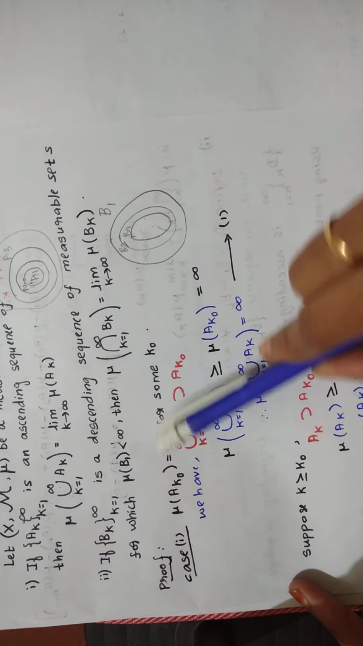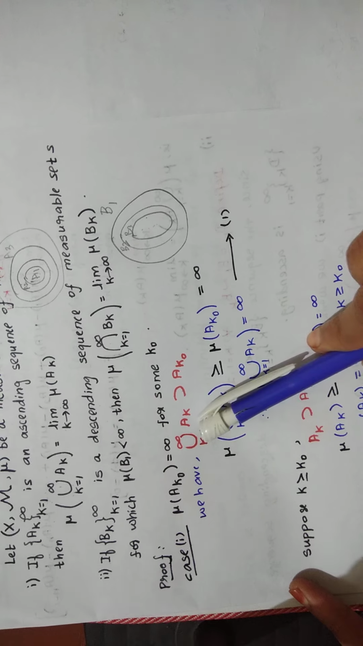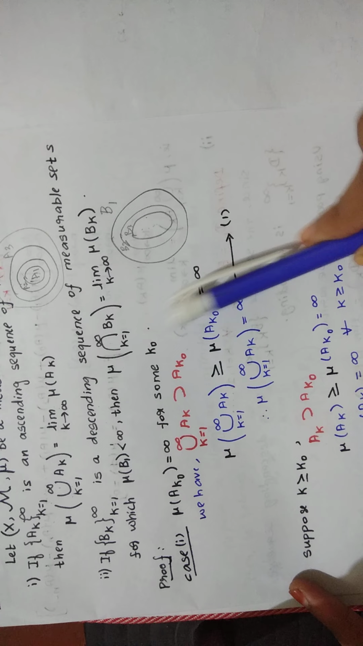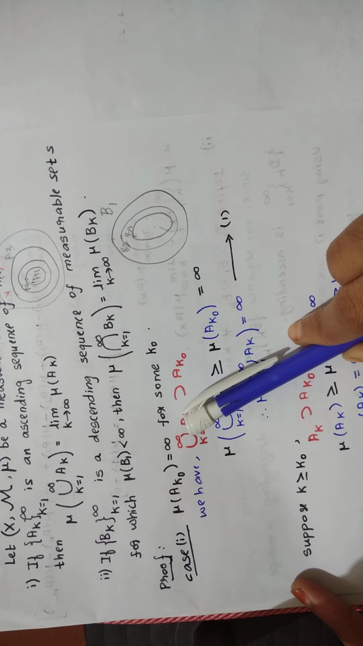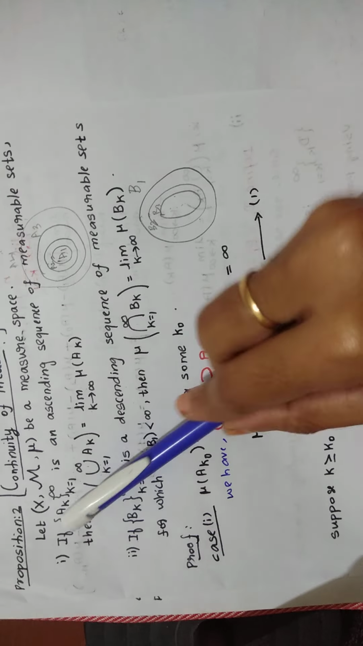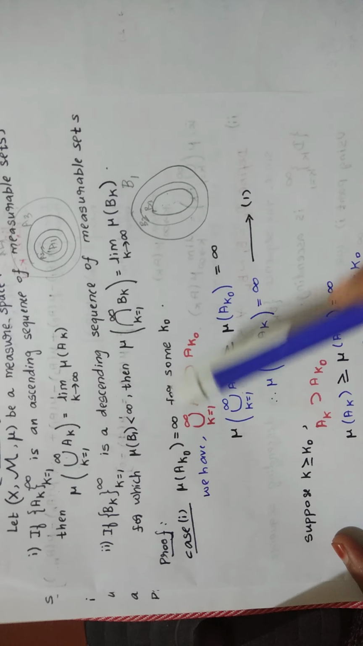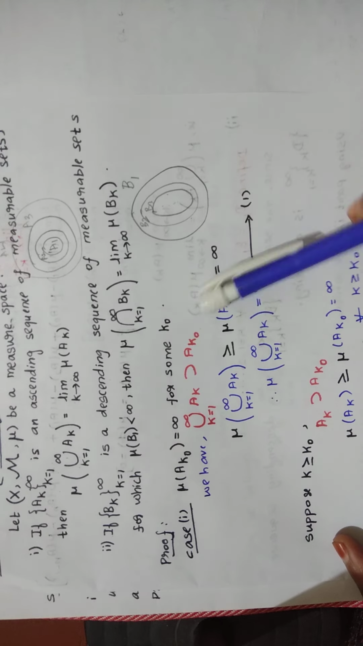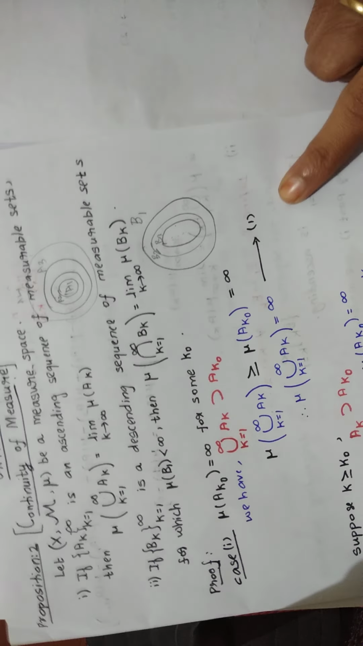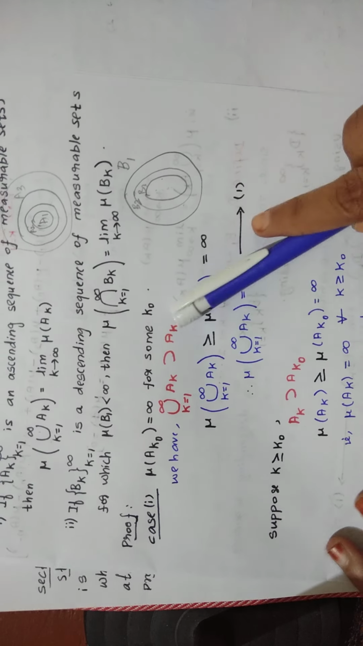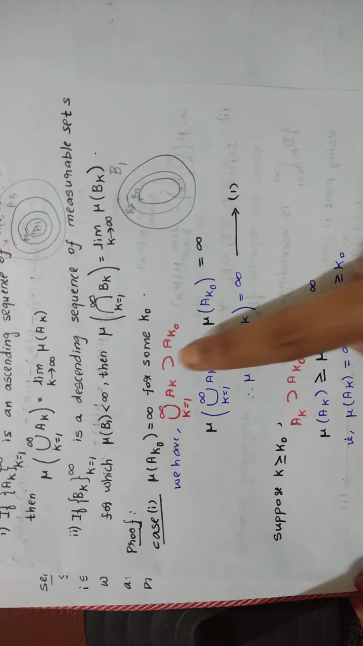Okay, you will have all the measurable sets, and that union contains A_k0. So A_k0 will be present inside this union, right? A_k0 is any one of the measurable sets from this collection. So within this union, you will have this A_k0. That is what you are writing: union over k equal to 1 to infinity of A_k contains A_k0. That is the meaning: this A_k0 is present inside this union.